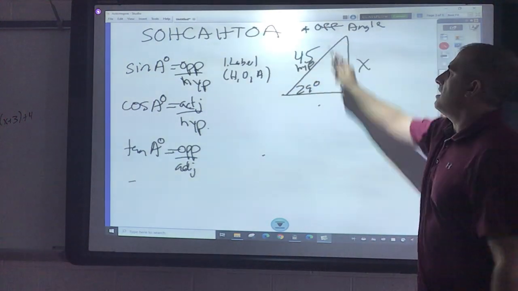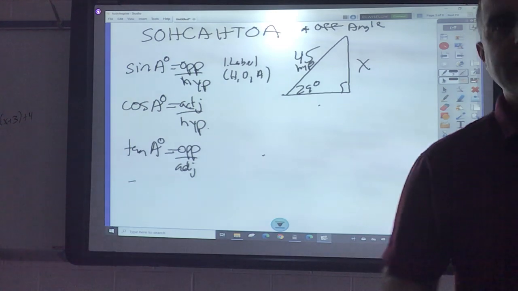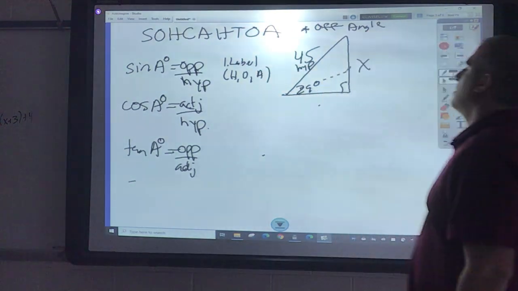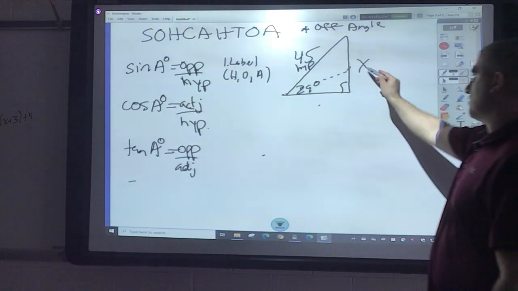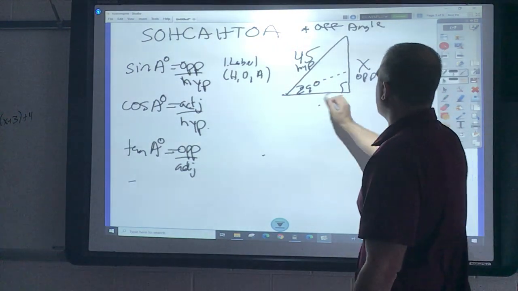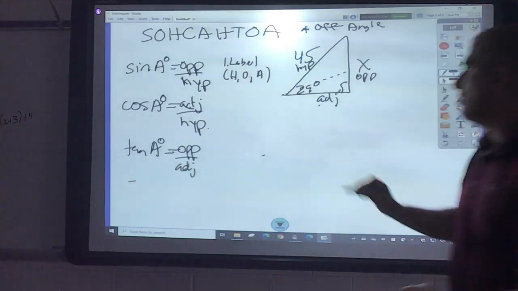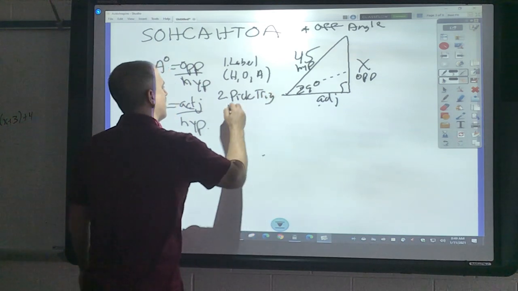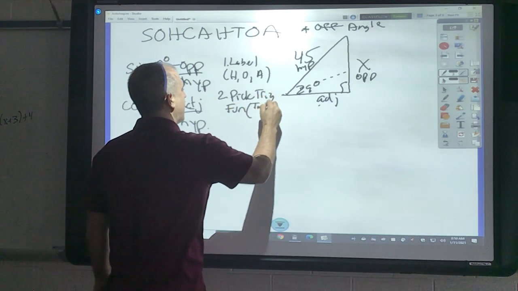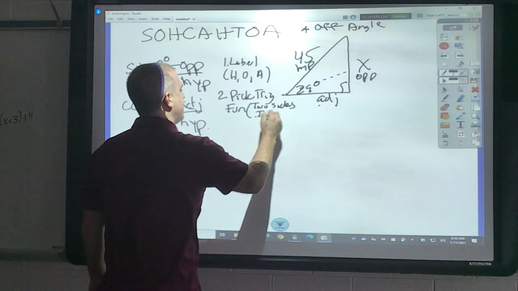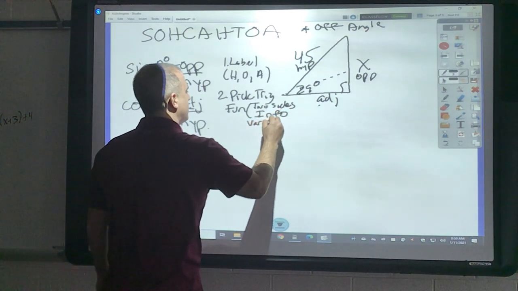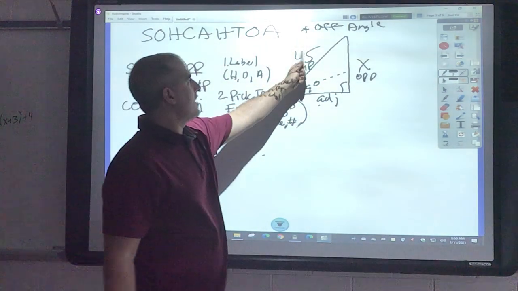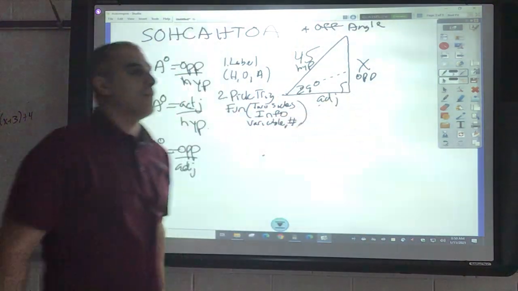The opposite goes off the angle. So if my angle is here, then that would be the opposite, which would be x. This would be the opposite side. This would be the adjacent. Once you label, you pick your trig function off of what 2 sides you have info for, meaning a variable or some number. So if I look at this, I got stuff for hypotenuse, I got stuff for opposite.